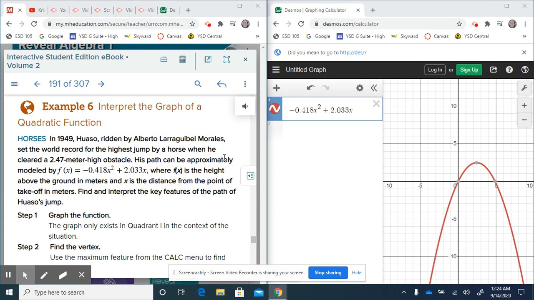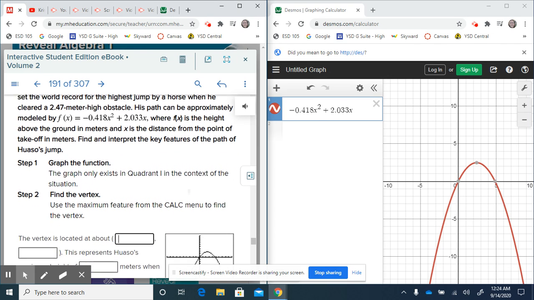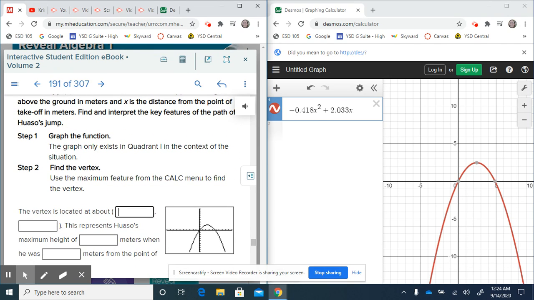of takeoff in meters. So we're going to use Desmos to enter the equation into the graph for our graphing calculator. And what we want to do is then find the vertex. So use the maximum feature from the calc menu, but Desmos is kind of nice. They already give you the maximum right here.